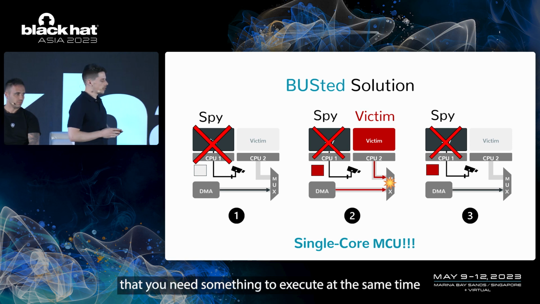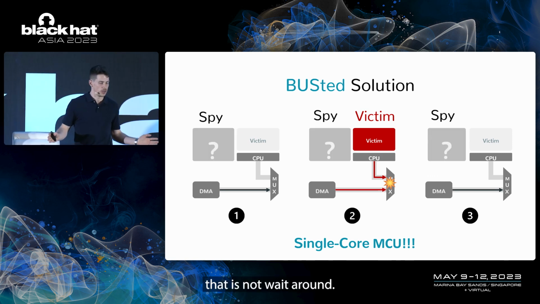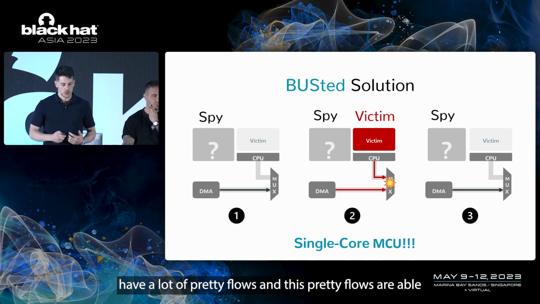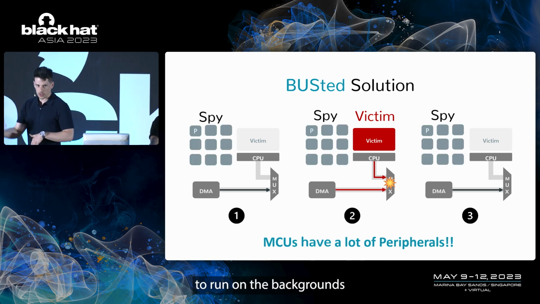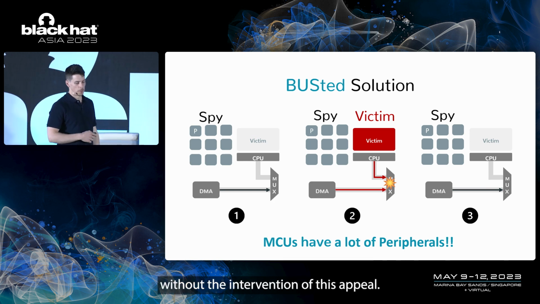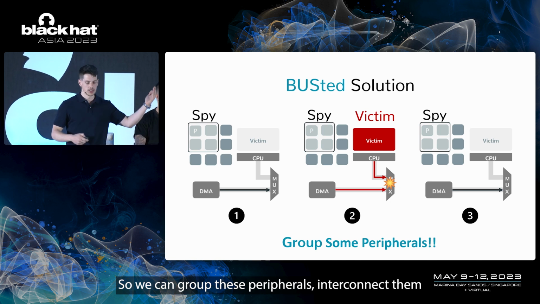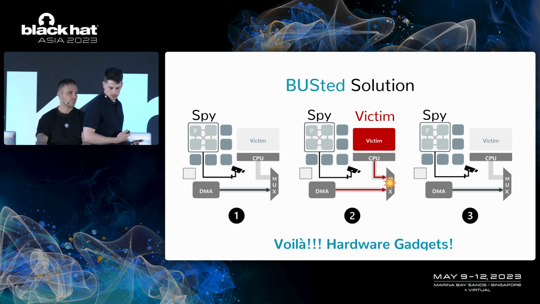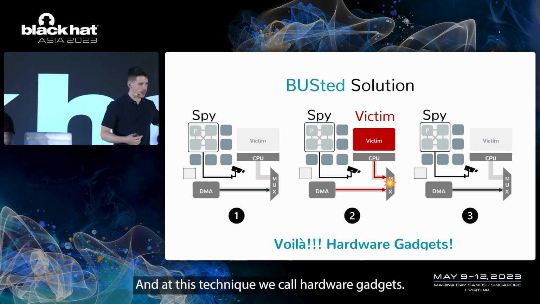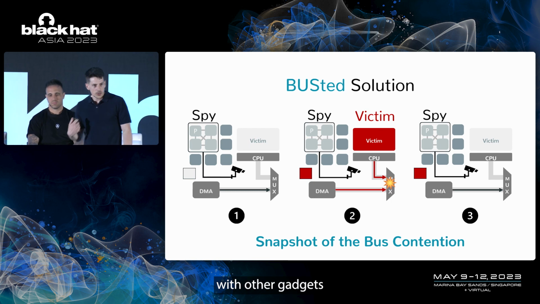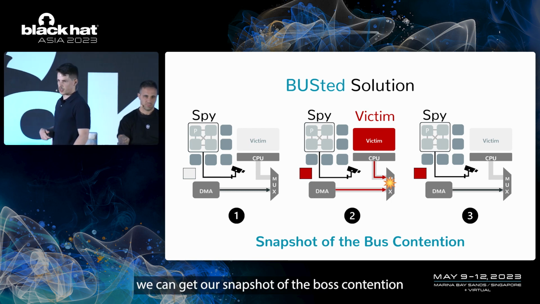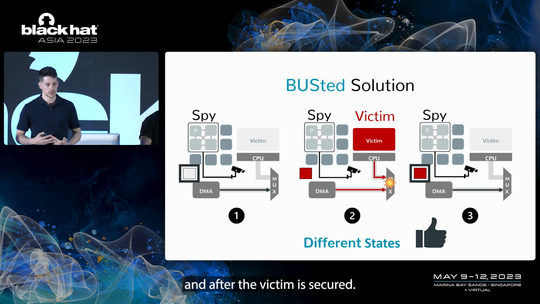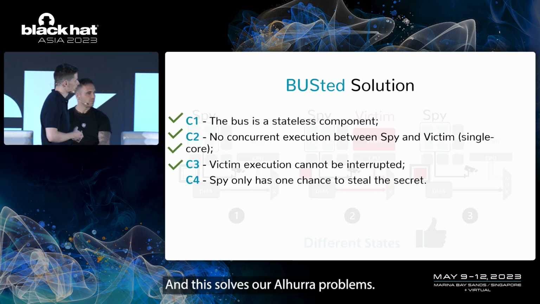We start from the principle that we need something to execute at the same time. There is no way around. And typically, these MCUs have a lot of peripherals. And these peripherals are able to run in the background without the intervention of the CPU. So we can group these peripherals, interconnect them, and put them working in the background, implementing some spy logic. This technique, we call hardware gadgets. So with hardware gadgets, we can get our snapshot of the bus contention, and now the spy can see the difference before and after the victim executes. And this solves all our problems.